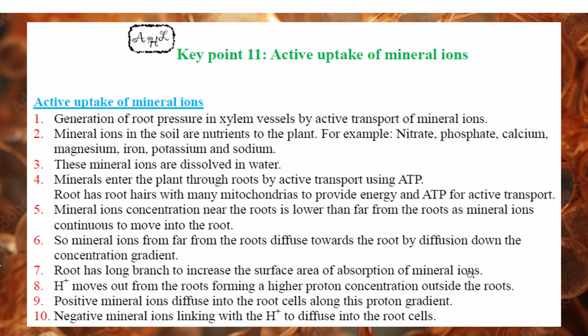And then in detail, now we need to learn how this active uptake happens. Where is the energy used? The energy is used to pump hydrogen ions out from the roots through the hydrogen pump. So outside the roots there is a higher proton concentration, a higher positive ion concentration. So the positive mineral ions diffuse into the roots through this proton gradient, a charge difference. And negative mineral ions linking with the hydrogen ion to diffuse into the root cell is co-transport.